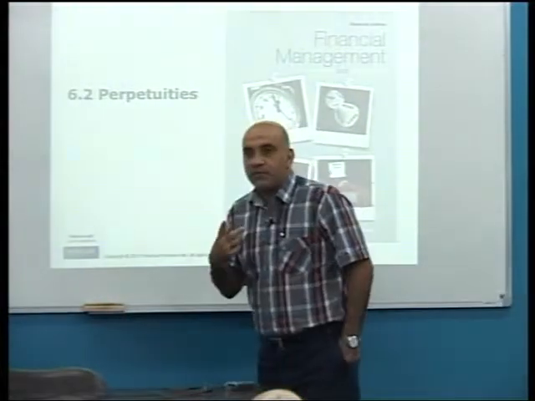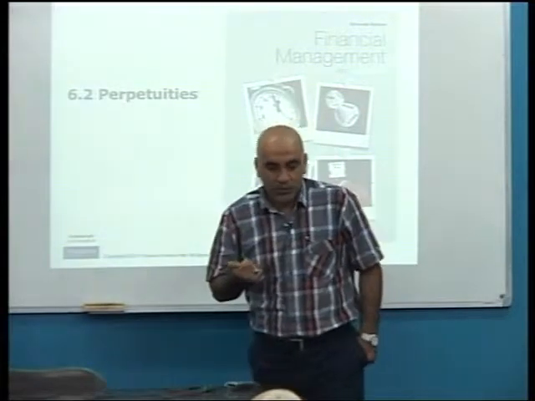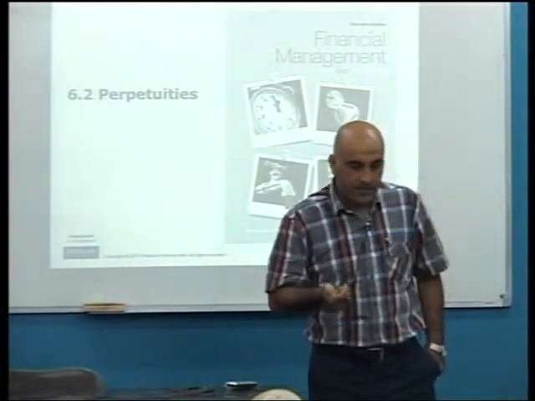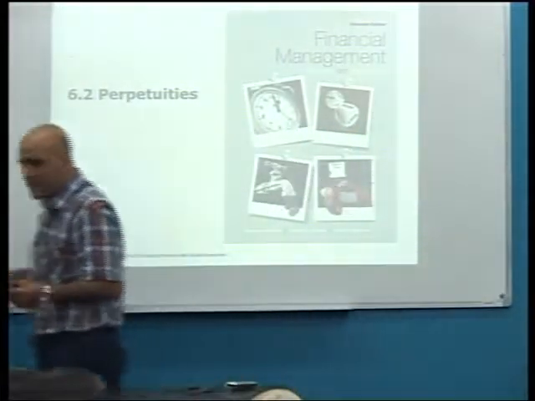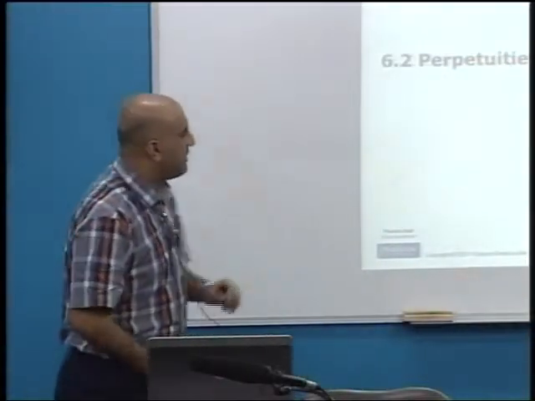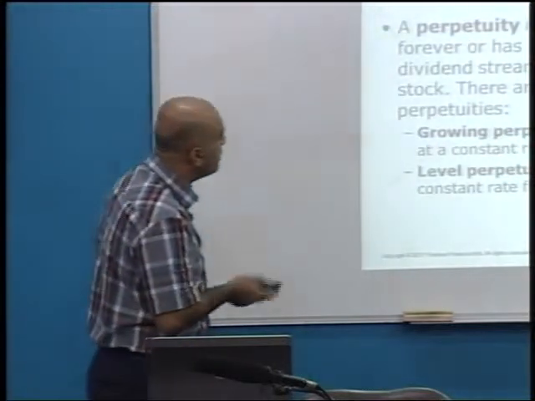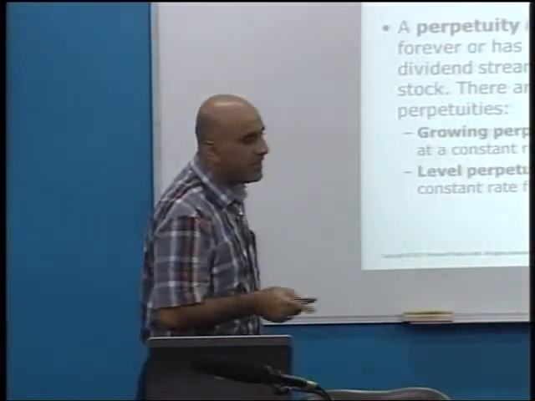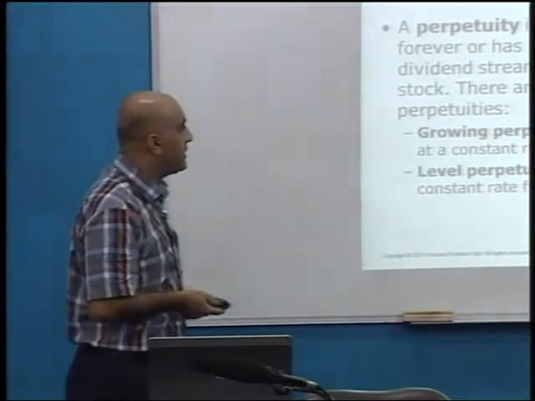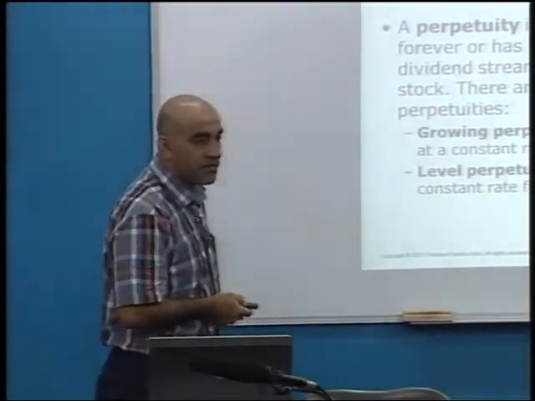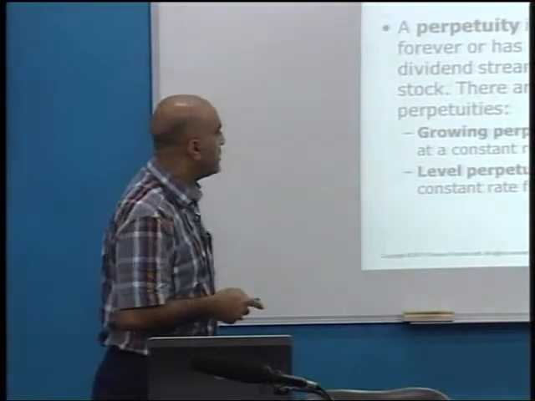We have two types of perpetuity: level perpetuity and growth perpetuity. And it is very, very simple to calculate. Perpetuity is an annuity that continues forever or has no maturity, for example, a dividend stream on a share of preferred stock. There are two basic types of perpetuity.